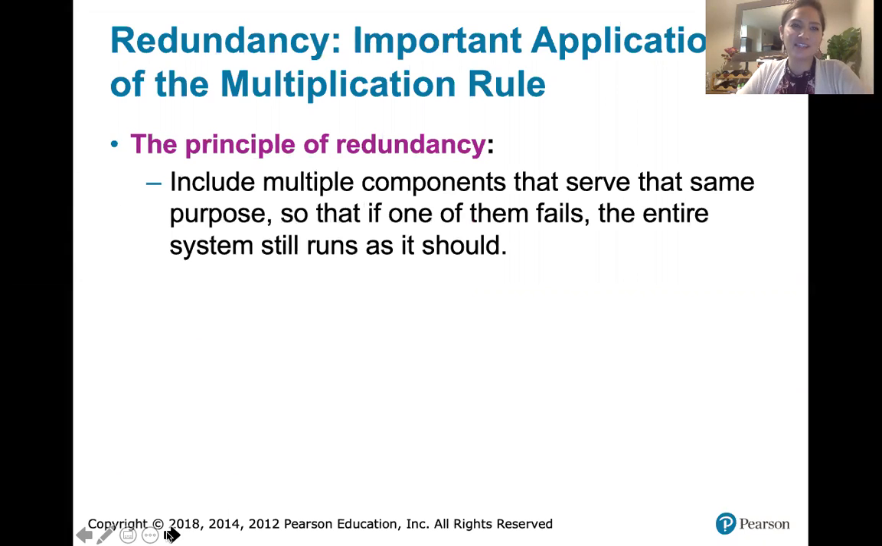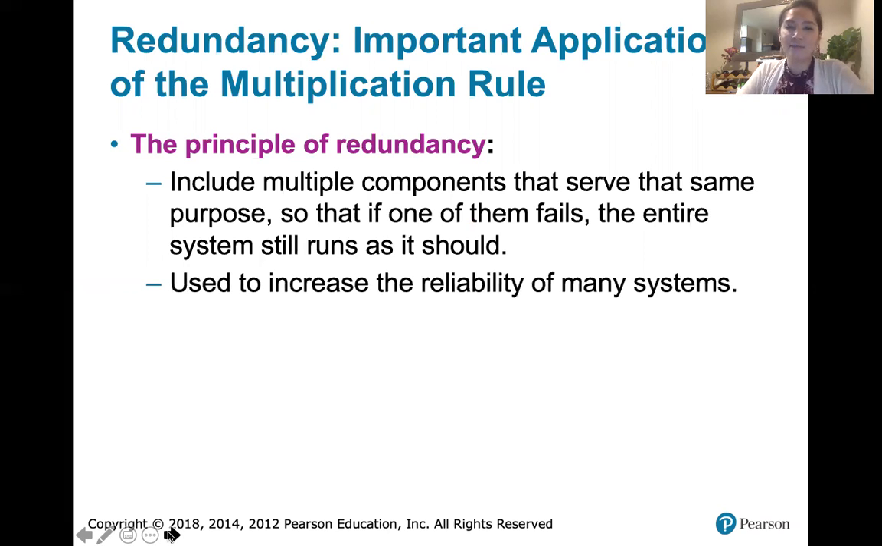The principle states this: we want to include multiple components that will all serve the same purpose, so that if one of those components fails, the entire system still runs as it should. So this is a principle that's used when you're designing something. Basically, the idea is you want to have a backup. You want to have something that can basically support the whole system, even if other parts of the system will fail. This is used to increase the reliability of many systems.